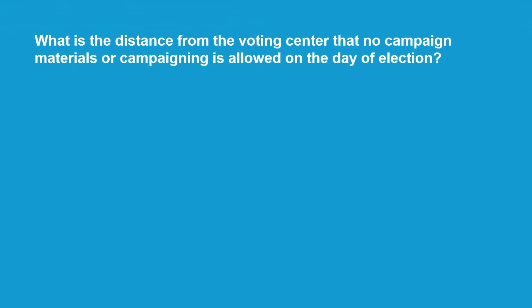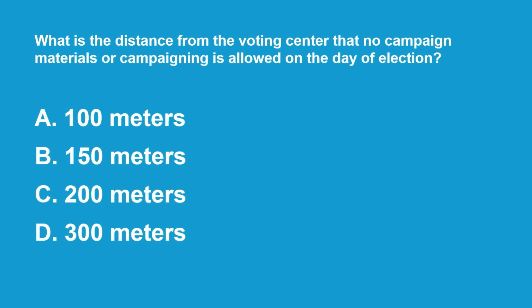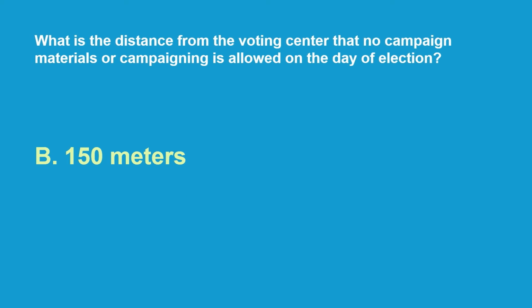What is the distance from the voting center where no campaign materials or campaigning is allowed on the day of election? A. 100 meters, B. 150 meters, C. 200 meters, or D. 300 meters? The correct choice is B. 150 meters.